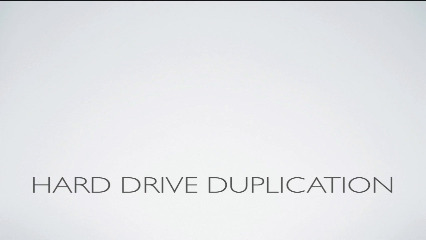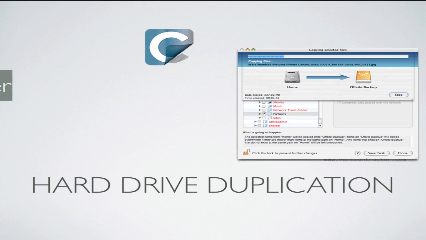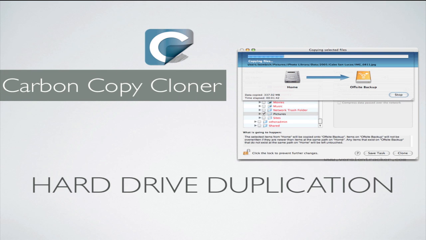If you find yourself ever replacing your Mac's hard drive or making backups before a format, a must-have application is Carbon Copy Cloner. It lets you make duplicate copies of your hard drive and then saves them as disk images for later use.